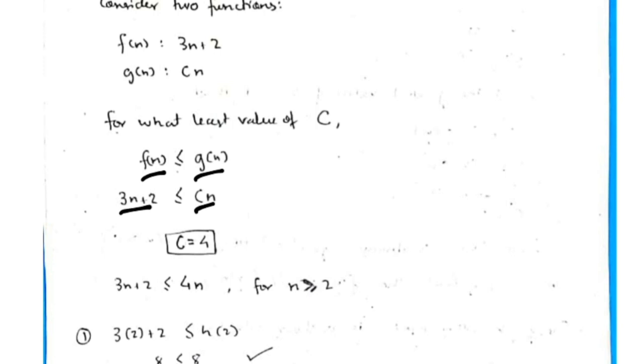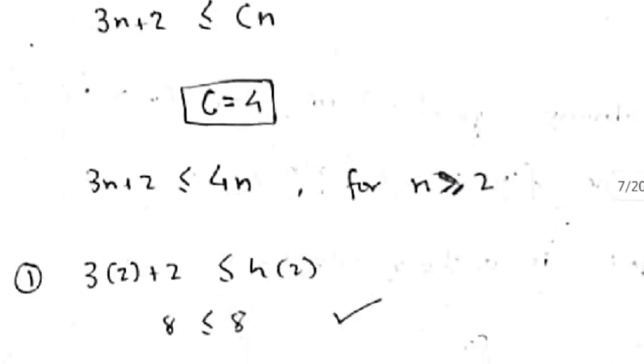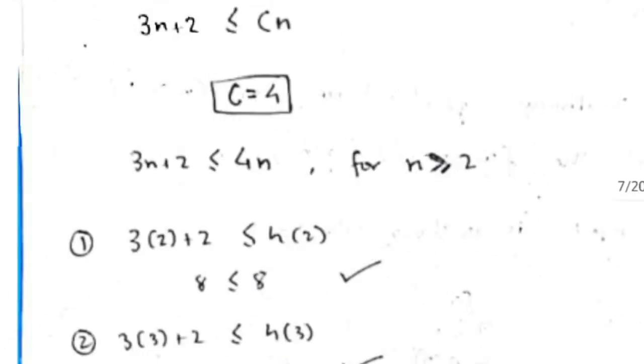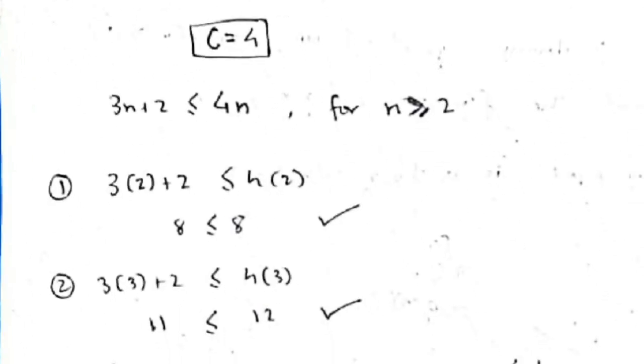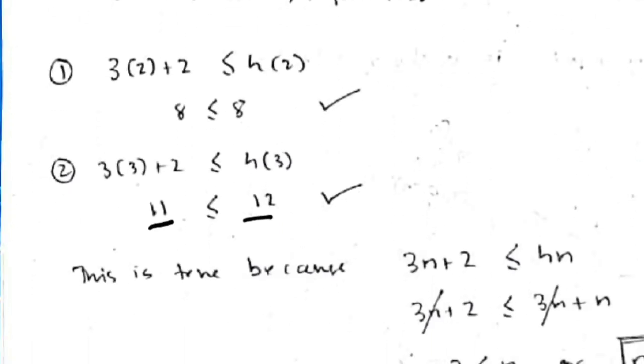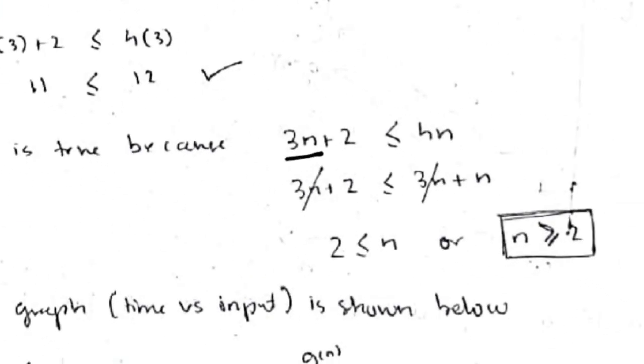So what is f of n? 3n plus 2, and cn is this. You can take any value of c and see that for each value of n it should be less than cn. So if you take c as 4, then 3n plus 2 is less than or equal to 4n for all values of n greater than or equal to 2. See here, if you put 2, it will be 8 here, and 4 into 2 is 8; 8 is less than or equal to 8. For 3 also, it will be 11 is less than or equal to 12. You can prove this is true because 3n plus 2 is less than or equal to 4n.